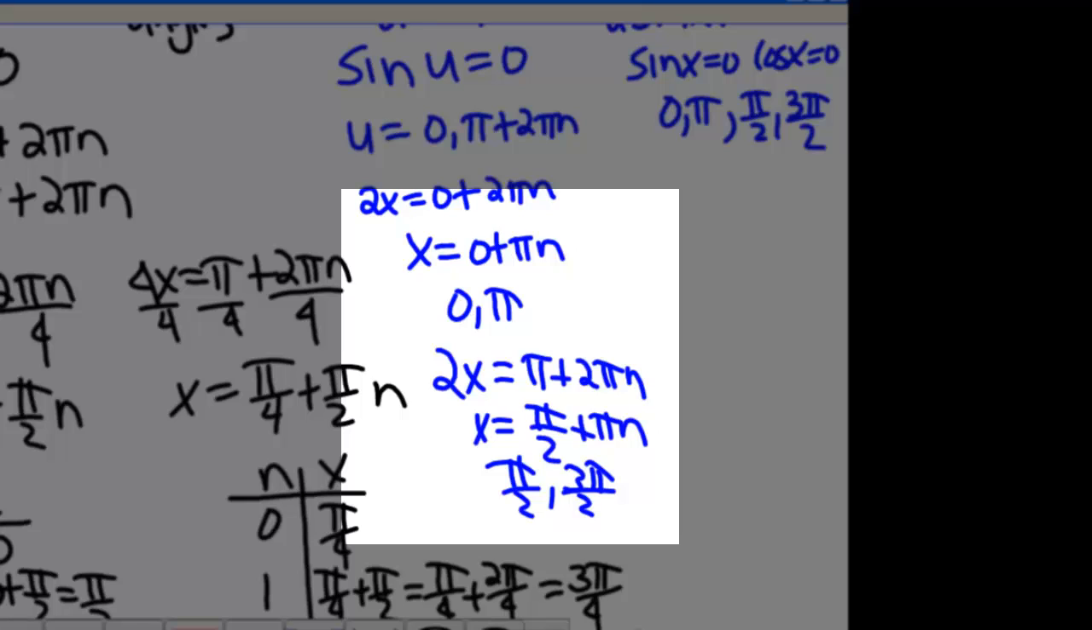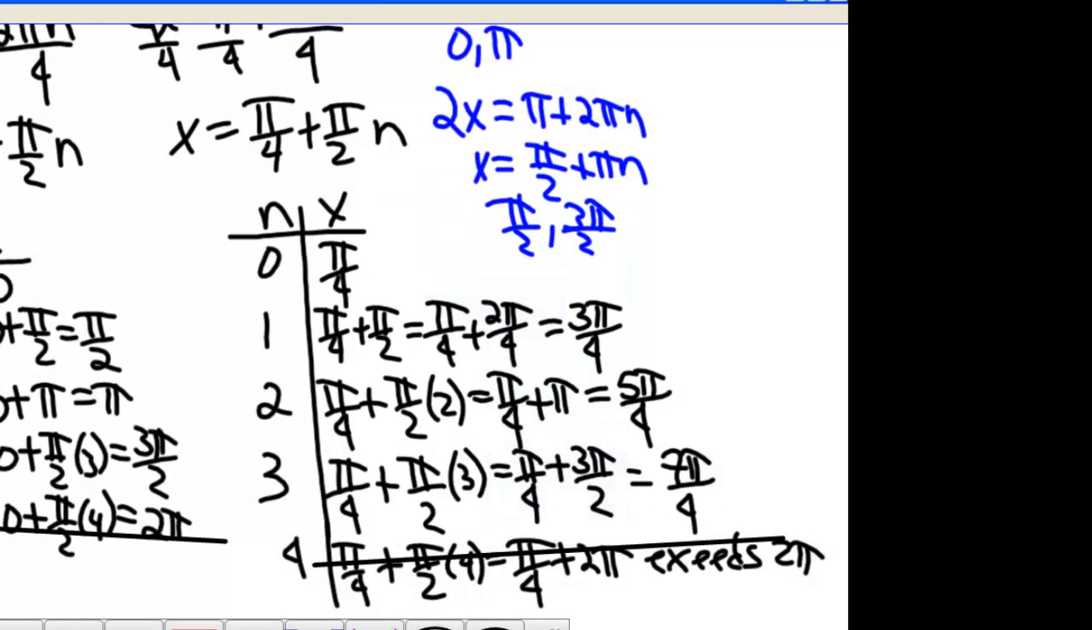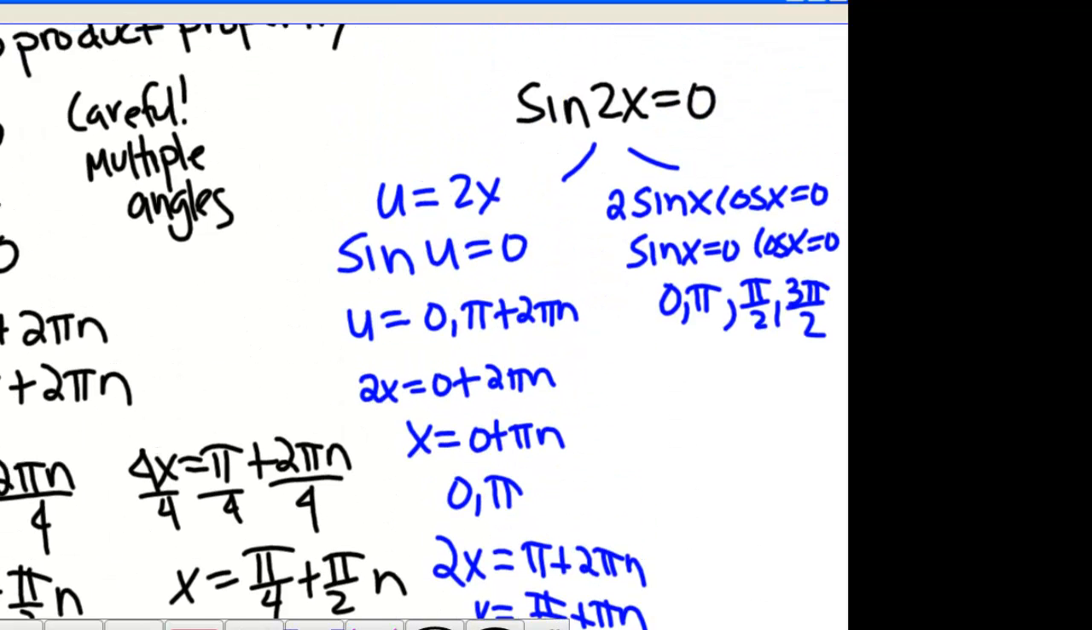When I let 2x equal pi plus 2 pi n, I get x is equal to pi over 2 plus pi n, yielding pi over 2, but then when n equals 1, I get 3 pi over 2. So 0, pi, pi over 2, and 3 pi over 2 are also solutions, and we did get those already from the previous problem, but we still need to cover that.